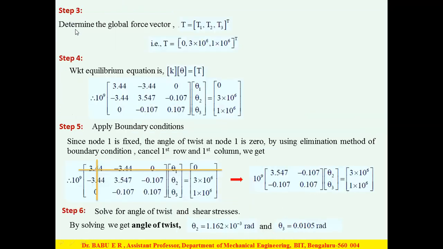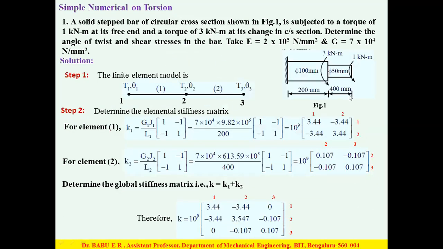So step 3, determine the global force vector. T, the total torque, is represented as T1, T2, T3 transpose, where T1 is the torque at node 1, T2 is the torque at node 2, and T3 is the torque at node 3. So the torque at node 1 is 0. The torque at node 2 is 3 into 10 to the power of 6. The torque at node 3 is 1 into 10 to the power of 6. You can refer to the diagram.